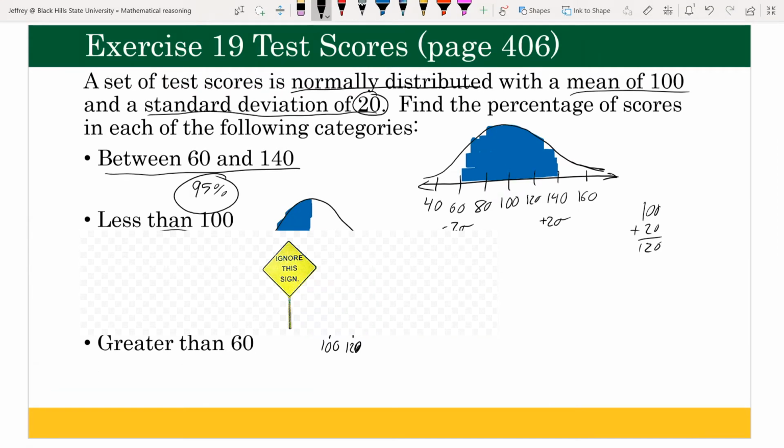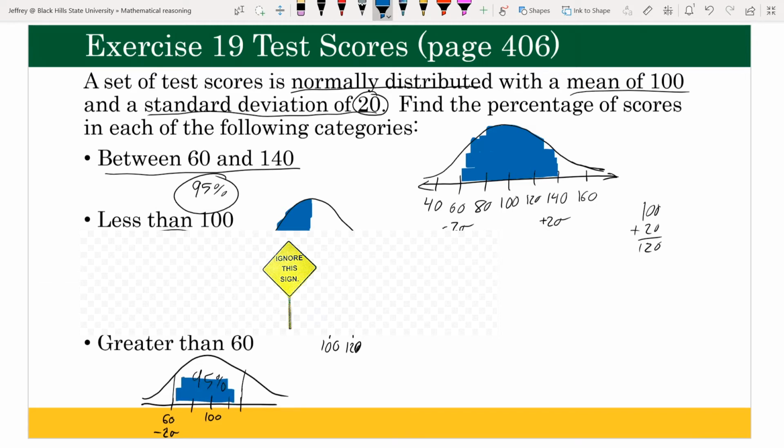For the last problem, it says greater than 60. Now there's a couple ways we can actually find this one. We know that 60 is 2 standard deviations to the left of 100. So that tells me we may need to use the 95% area. So we know that this part is in fact 95%.